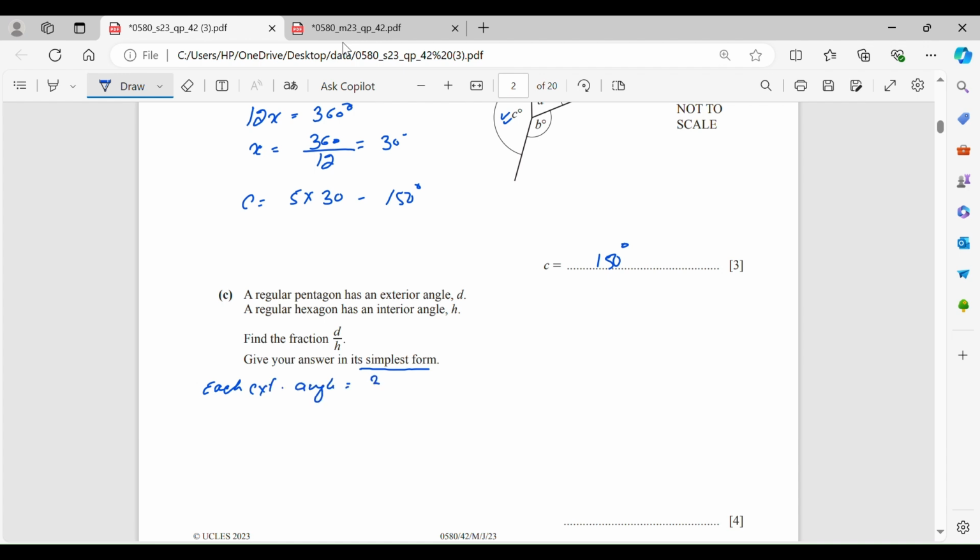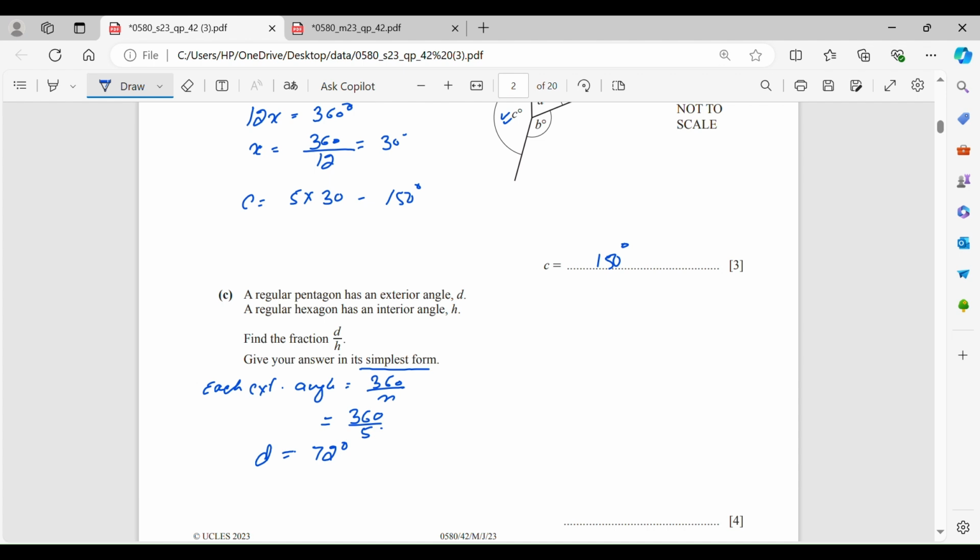is equal to 360 divided by n, where n is the number of sides. So for pentagon it is 5-sided. So each exterior angle will be 360 divided by 5. So D will be equal to 72 degree.